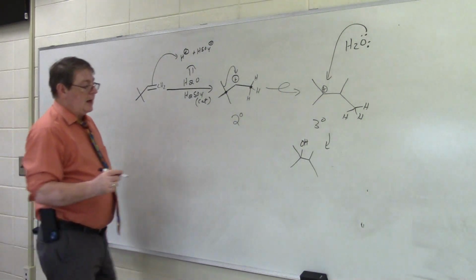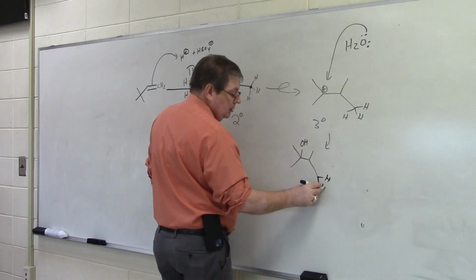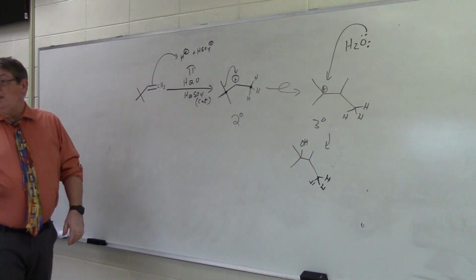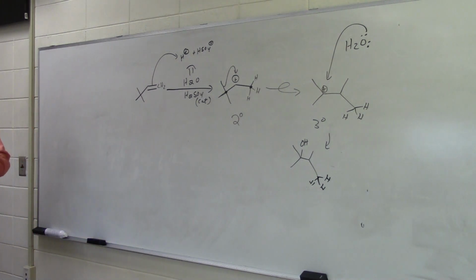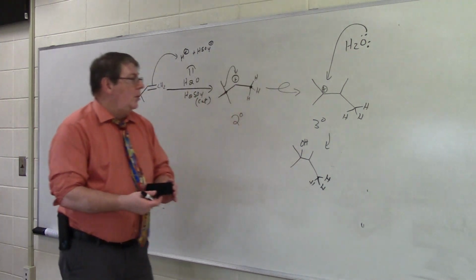So it looks like I've added a hydrogen here and an OH over there, instead of adding the H and the OH across the carbon-carbon double bond. But that's because it shifted and it moved, right? So got to keep that in mind. We can have carbocations rearranged.